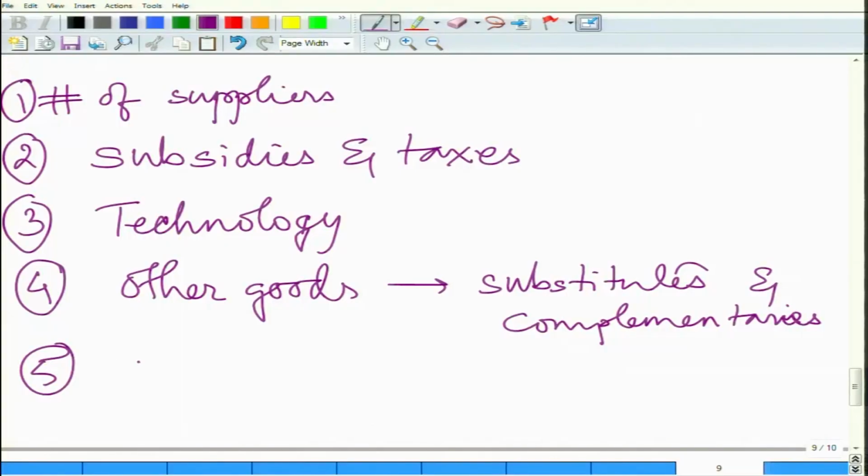5. Cost of resources. If the cost of my resources increases, the cost of my production will increase and my profit will go down. And finally, if my profit goes down, I will reduce my supply. Therefore, these 5 have a direct impact on the supply of a particular product apart from the price.